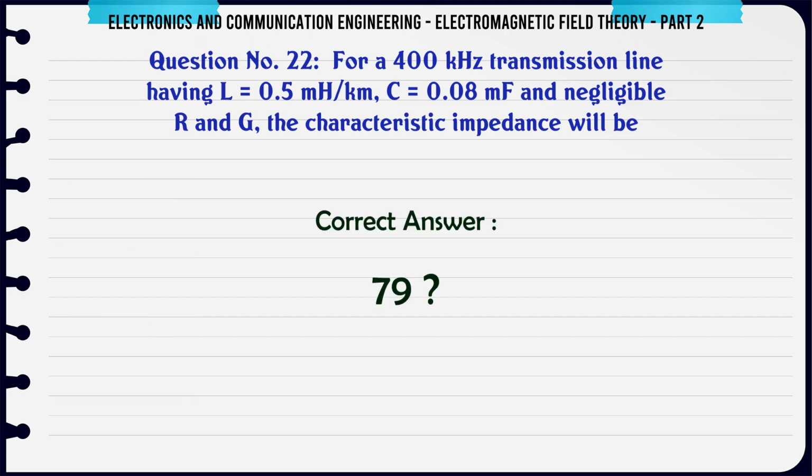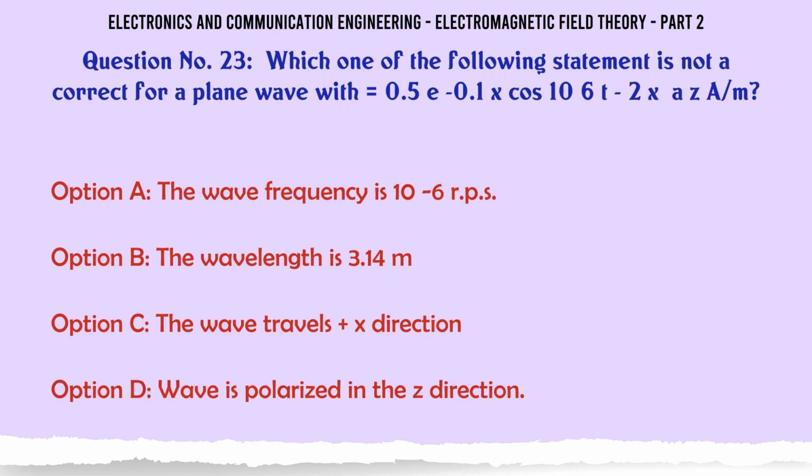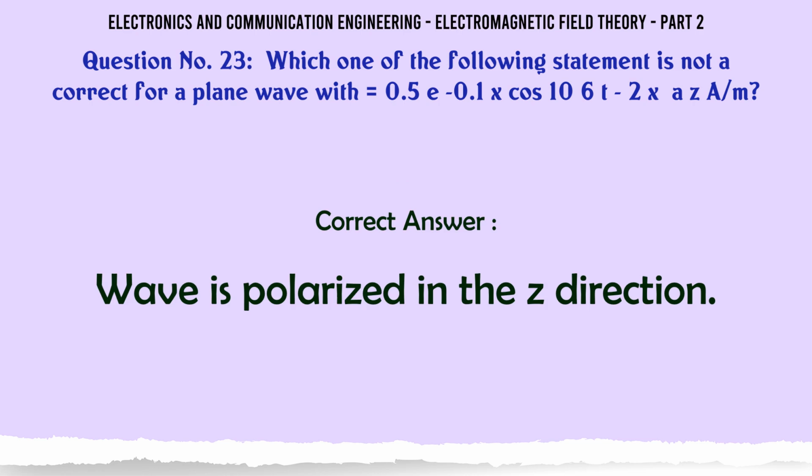D79. The correct answer is 79. Which one of the following statements is not correct for a plane wave with 0.5 e^0.1x cos(10^6 t - 2x) a_z A/m? A, the wave frequency is 10^6 rps. B, the wavelength is 3.14 m. C, the wave travels in the x direction. D, the wave is polarized in the Z direction. The correct answer is: wave is polarized in the Z direction.